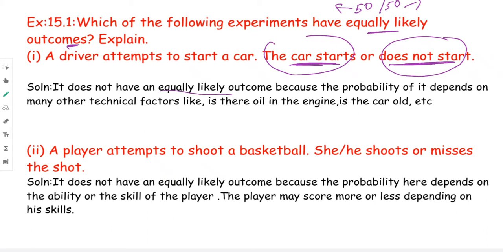Let us have a look at number 2. A player attempts to shoot a basketball. She or he shoots or misses the shot. This is also not an equally likely outcome. Why? Because it depends on the skill of the player. Let's say that he takes 10 shots. If he's very skilled, he's most probably going to score at least 7 or 8. Let's say he scored 7 and he misses 3. This is not an equally likely outcome. It's not 50-50. If it was supposed to be 50-50, he should be able to score 5 and miss 5. But we can't be sure, because everything depends on his skill. So this is why it does not have an equally likely outcome.